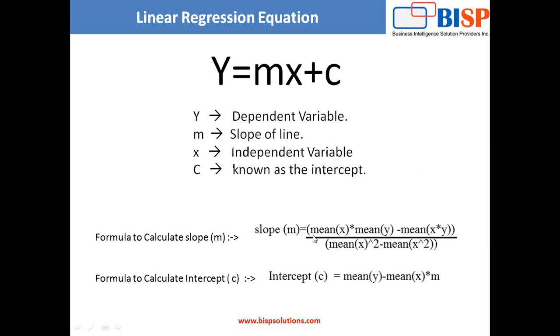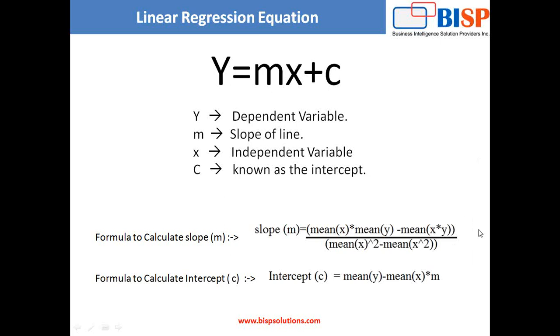First of all, let's try to understand the linear regression equation. The linear regression equation is y = mx + c, where y stands for the dependent variable, x stands for the independent variable, m stands for the slope of the line, and c stands for the intercept.